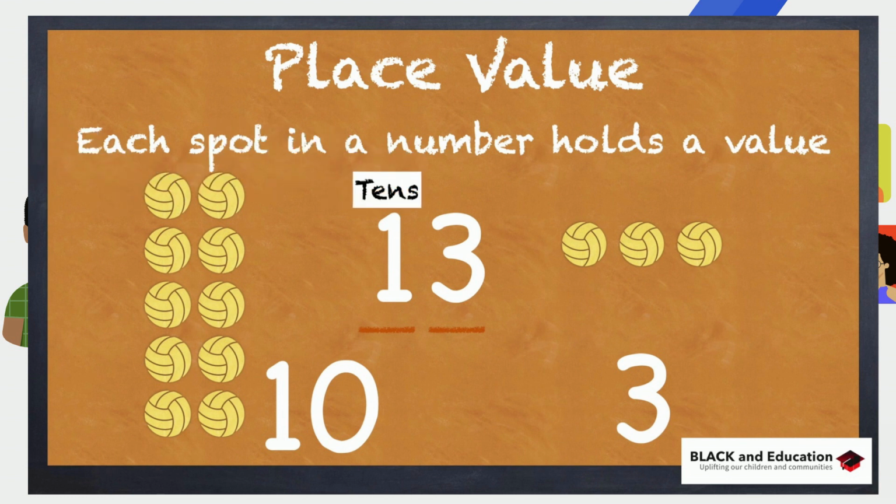So there's actually a tens place. This is the tens place. And this is the ones place. So I have 1 ten and I have 3 ones, and that represents 13. 10 plus 3 is 13.